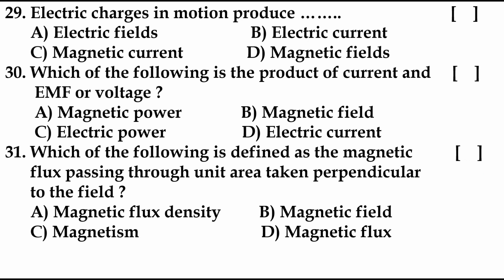29. Electric charges in motion produce? A. Electric fields. B. Electric current. C. Magnetic current. D. Magnetic fields. Answer is option D. Magnetic fields.